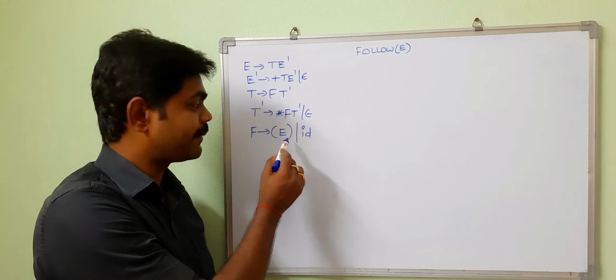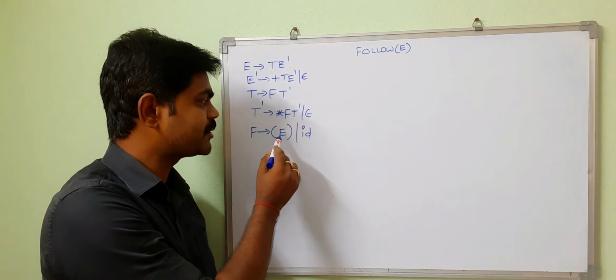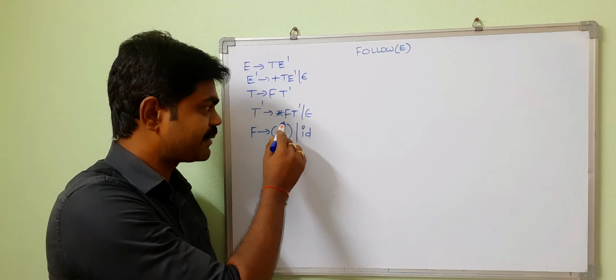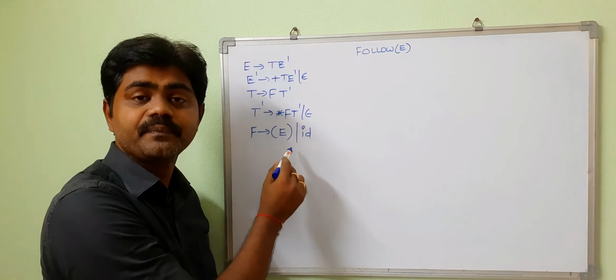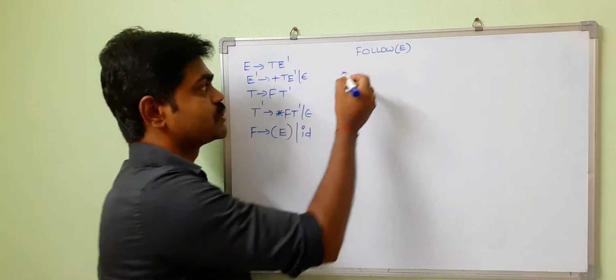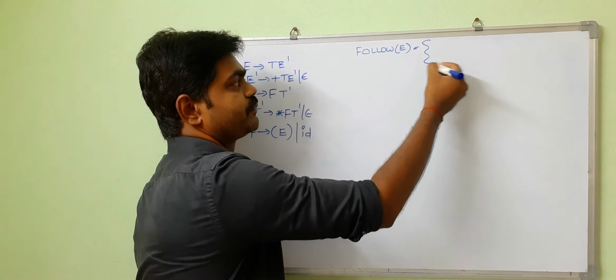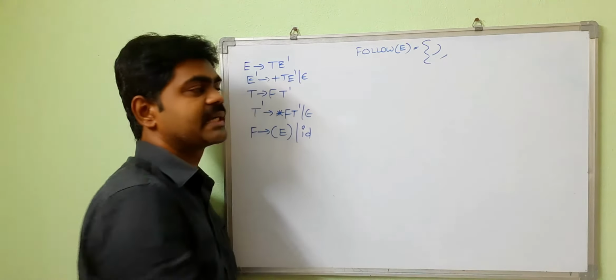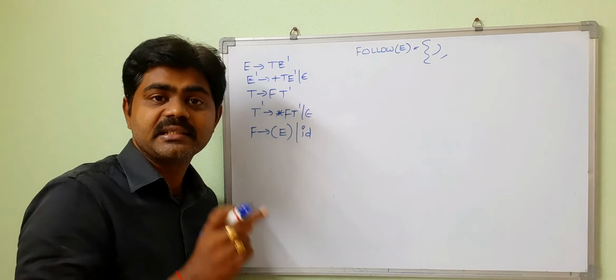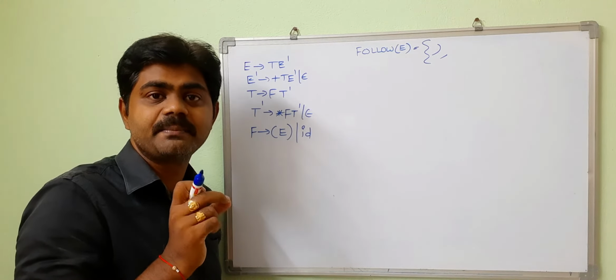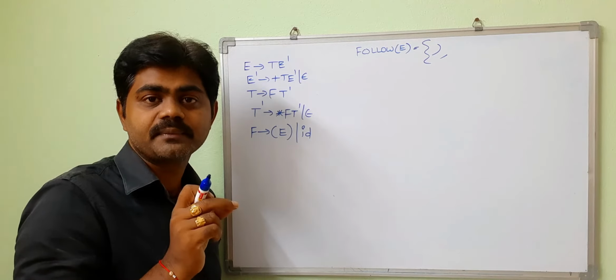Okay, so we have capital E here. So what happens to follow of E? Which one is coming exactly after E? Your right parenthesis. So follow of E equal to right parenthesis, and as we discussed, for the first symbol we should write dollar.